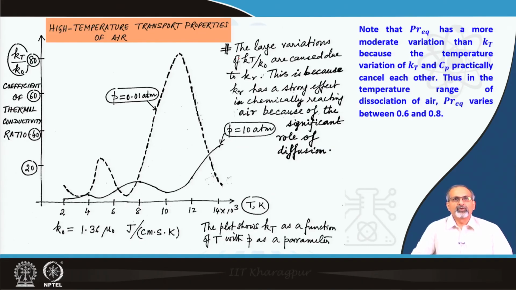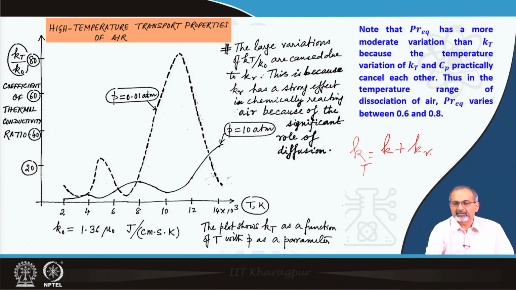If you look at the coefficient of thermal conductivity ratio, the k T, which comprises k and k r, we see that along the x axis again, like in the previous plot, we have temperature represented in terms of 1000 Kelvin multiples, and along the y axis the k T by k naught ratio, where k naught is again a reference thermal conductivity, is almost 2 orders higher than the mu ratio that we saw in the previous plot, and significant variations are noticed especially for the low pressure ranges.